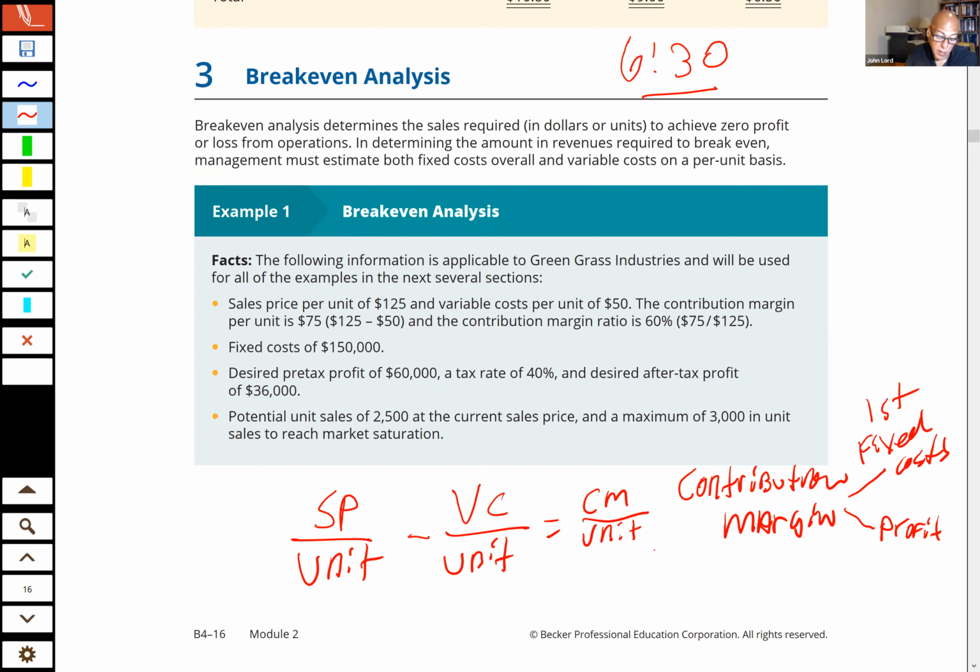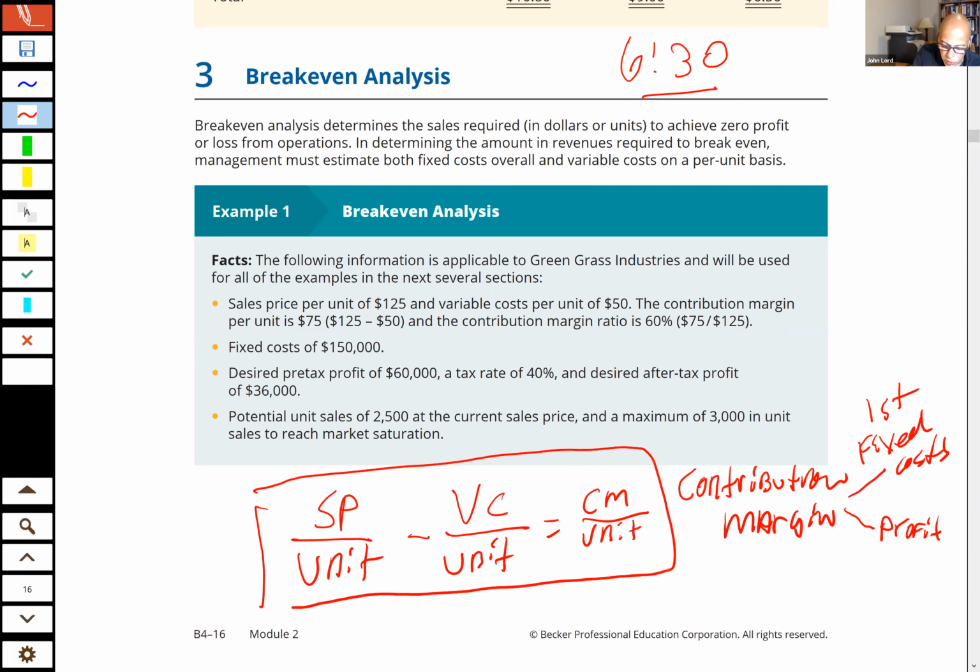Or if they just give you the sales and the variable cost in total, then you can just subtract those and then just divide the contribution margin in total by the number of units. So there are different ways that you'll have to apply this concept. Sometimes they'll give it to us by unit, sometimes they won't, and we'll have to calculate the per unit amounts.